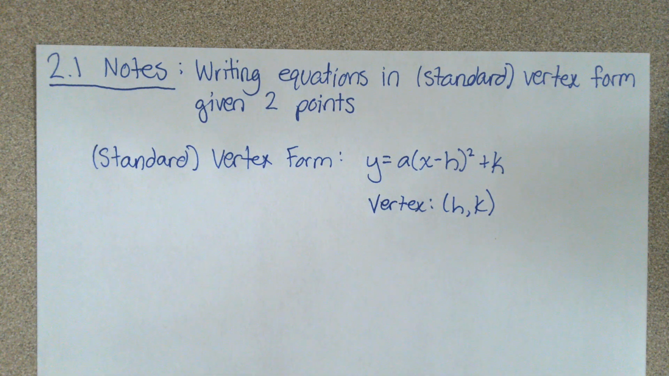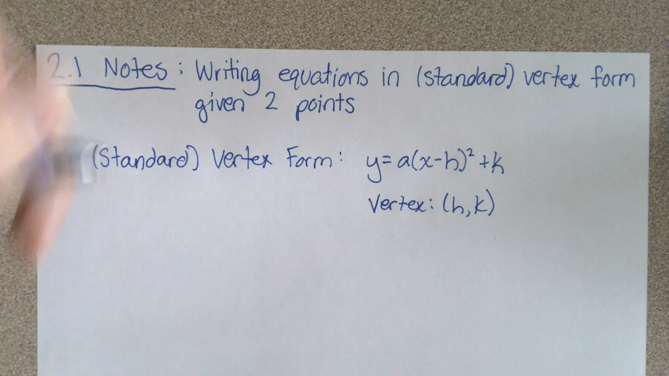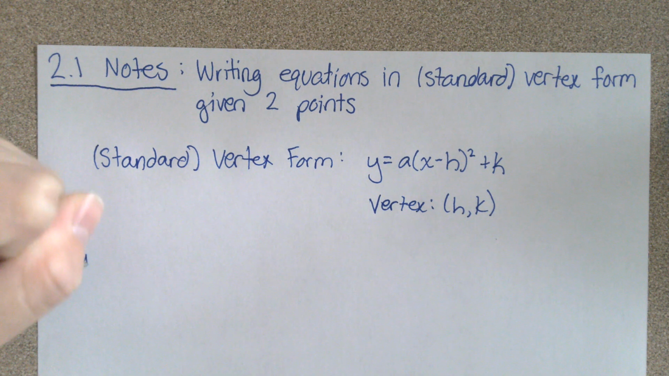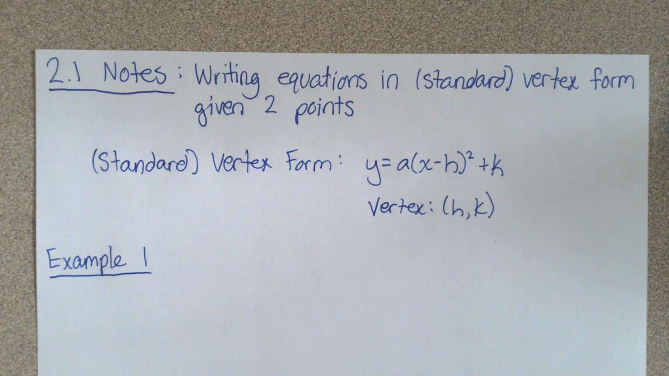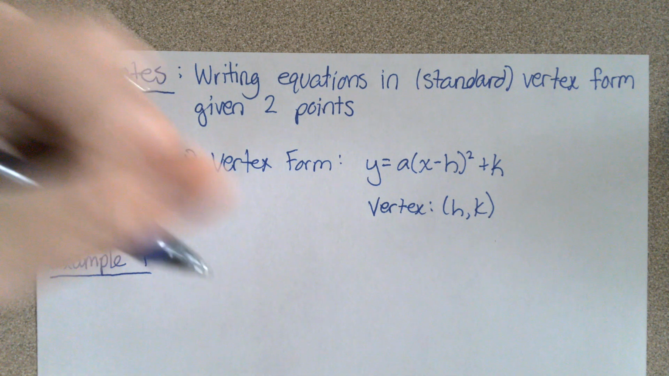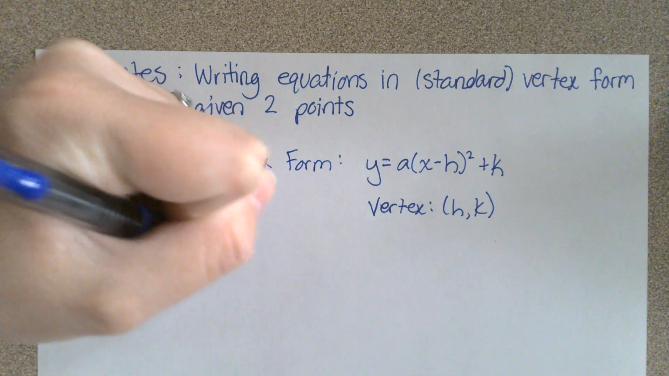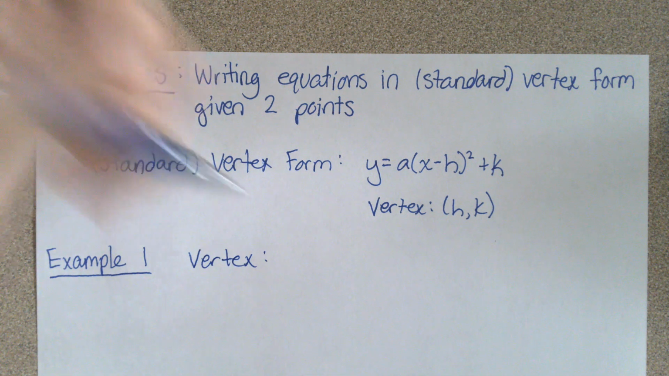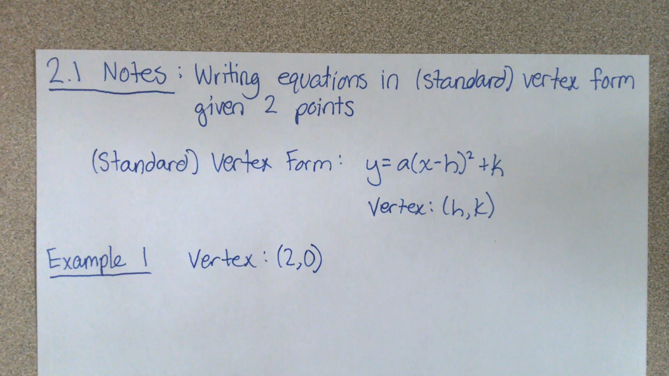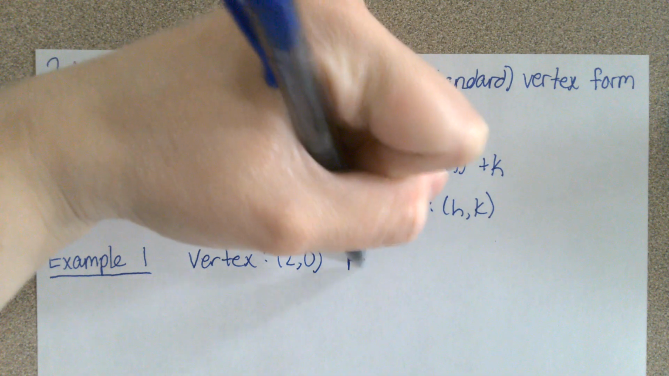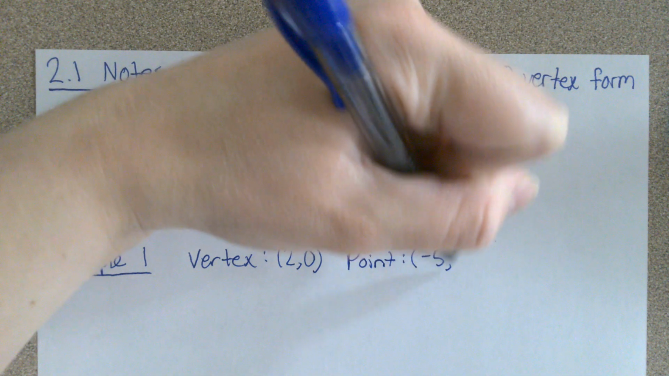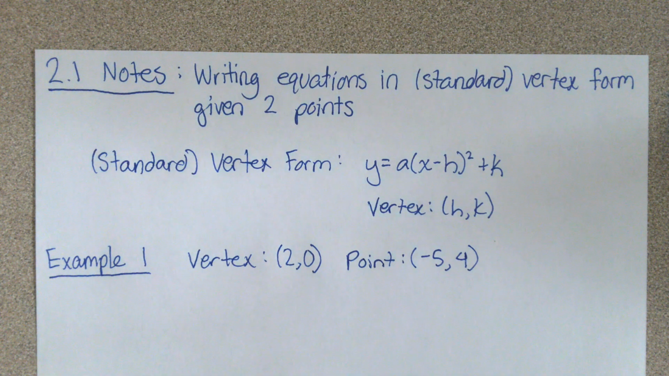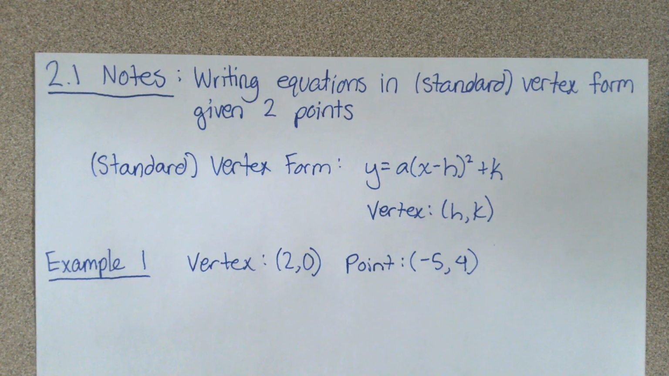So this is a specific type of problem. I'm going to do 3 examples with you. First example: let's say we're given that the vertex is (2, 0), and our point is (-5, 4). And they want us to write the equation in vertex form.